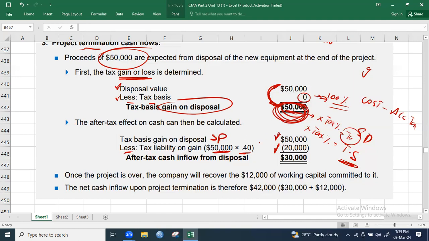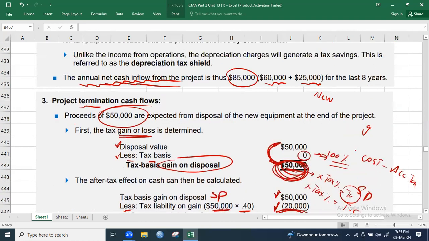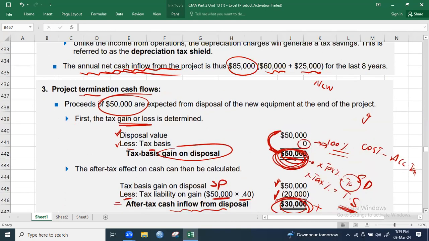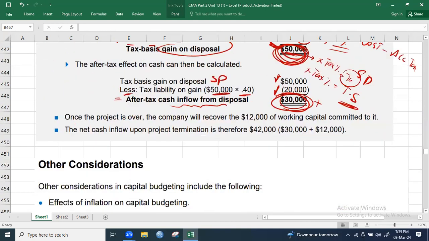So we'll take tax basis minus tax liability equals what? After tax cash inflow from disposal. This is what I need. This value plus recovery of working capital, because we need two things now. We calculated the after tax proceed from disposal of the equipment, we got this value, but we also need to add recovery of working capital.